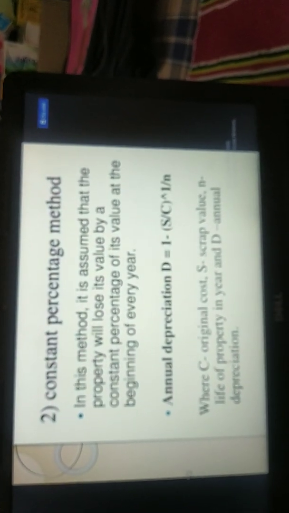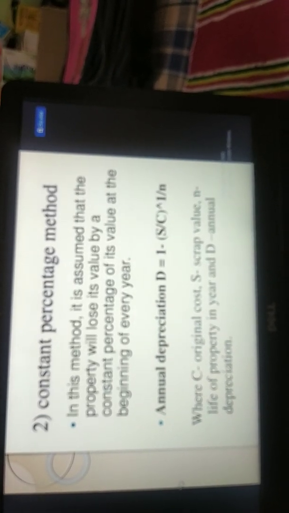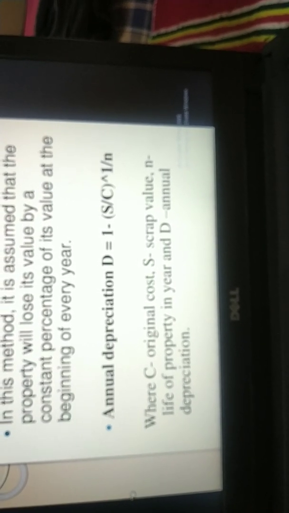Okay. Now the second method is the constant percentage method. In this method, it is assumed that the property will lose its value by a constant percentage of its value at the beginning of every year. The formula which we are going to use is: annual depreciation D is equal to 1 minus (S by C) raised to 1 by N, where S is again the scrap value, C is the total original cost and N is the number of years.